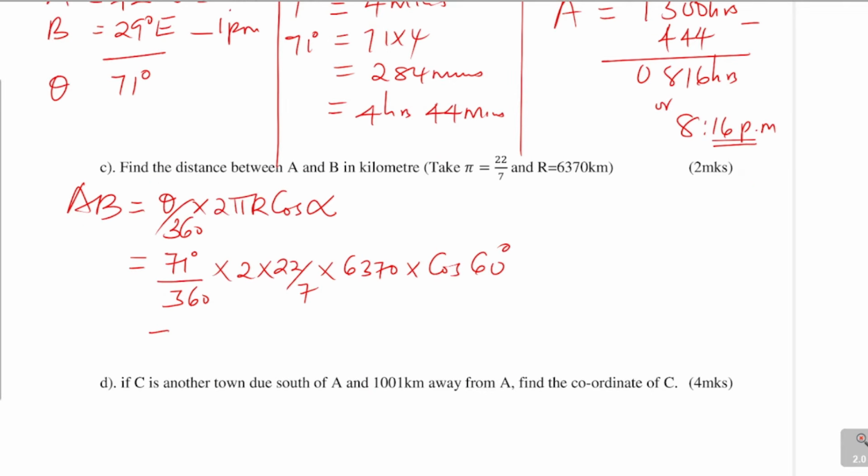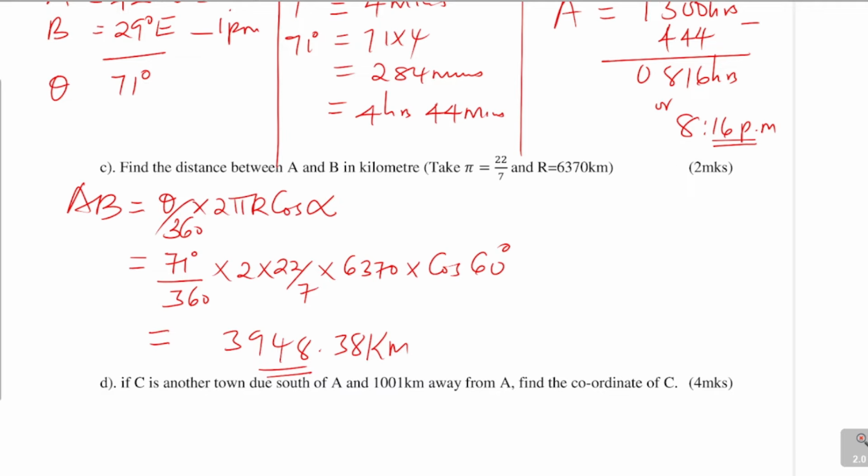And this one gives, so you have 71 multiplied by 44 times 6370 times cosine of 60, everything divided by 360 and also by 7. So that gives 3948.38 kilometers. Go to the last part.